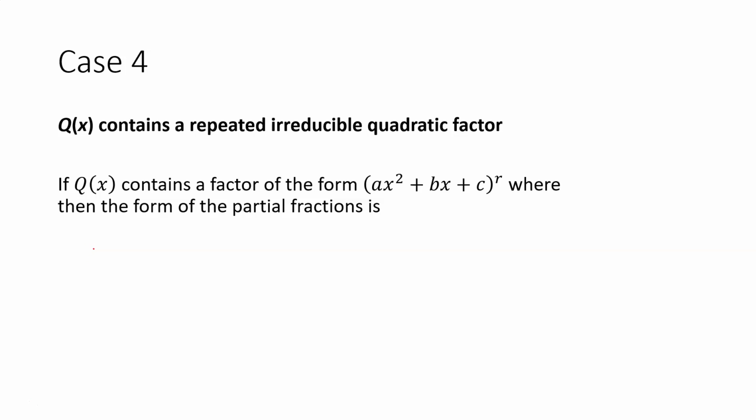So we'll have our partial fractions will have a separate term for each power coming up to the power of r. And because they're irreducible quadratic terms, right, we'll have an ax plus b in the numerator. So here there's going to be two constants in each of the numerators to solve for.